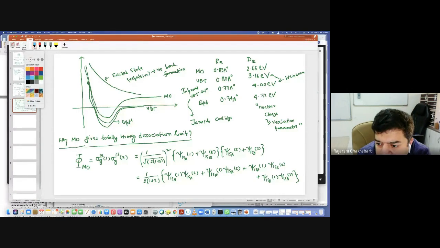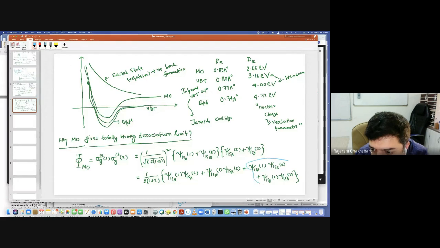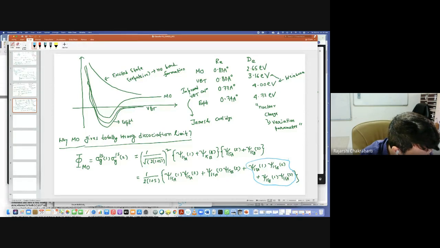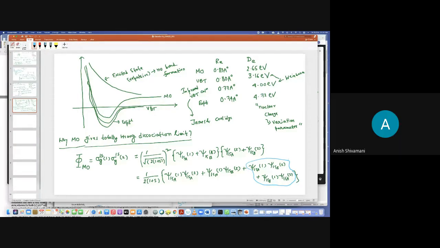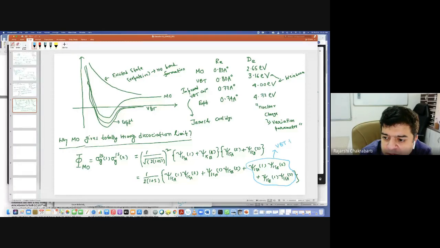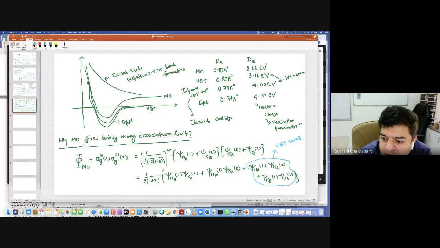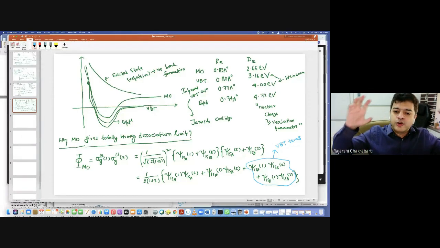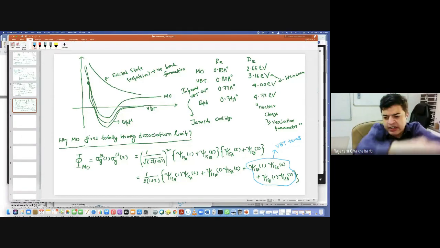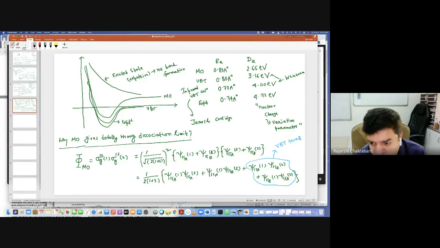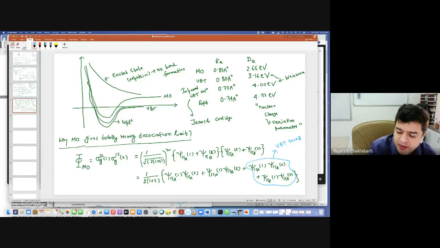So look at these two terms. Have you seen them before? These are the VBT terms, isn't it? Now here, VBT terms assume that one is A1, one is B2, which basically means nucleus A has electron 1, nucleus B has electron 2, or the other way. But what about these terms?